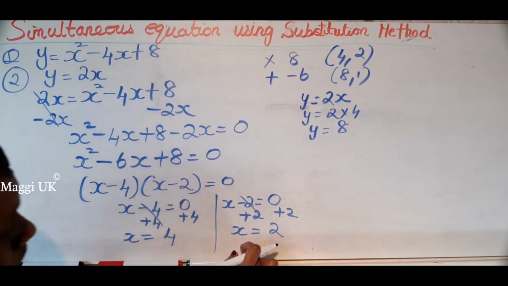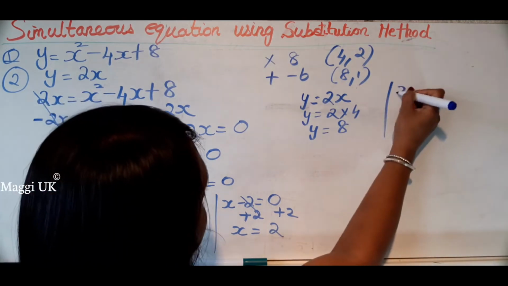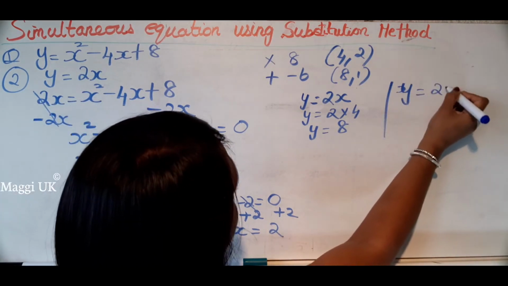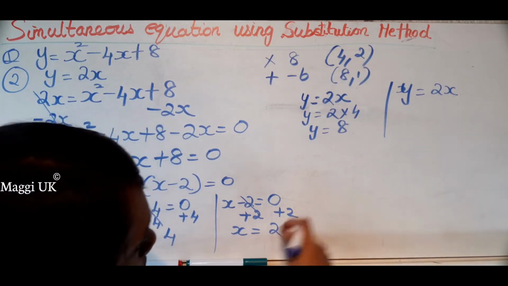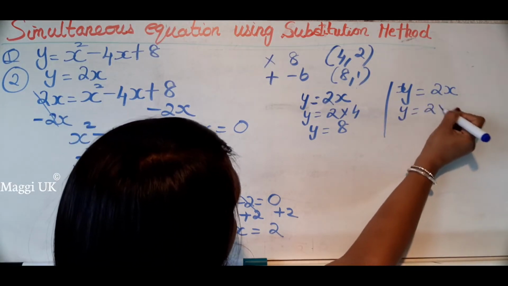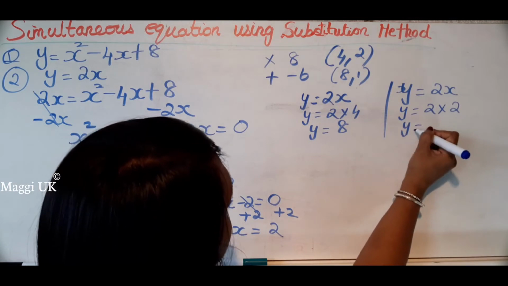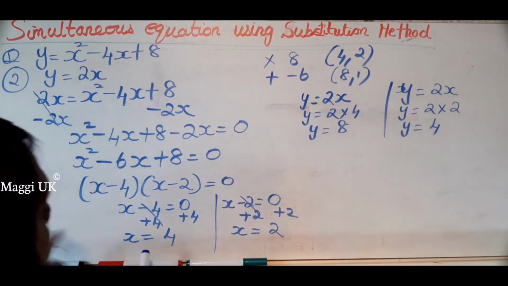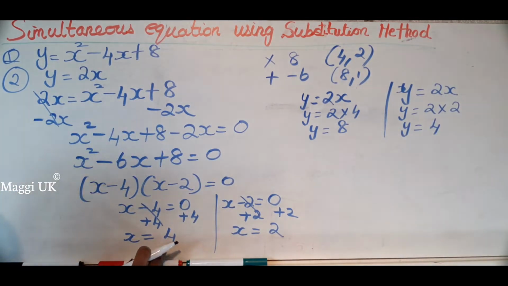The next one is x equal to 2. So if I put y equal to 2x and then substitute the value of x, y equals 2 times 2, so the y value becomes 4. So now when you substitute x is equal to 4, you get the y value.